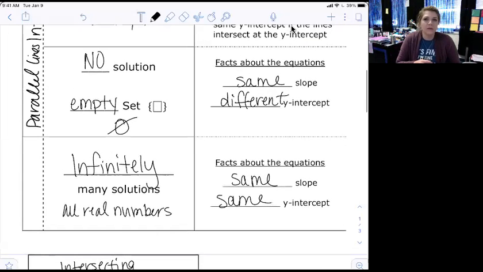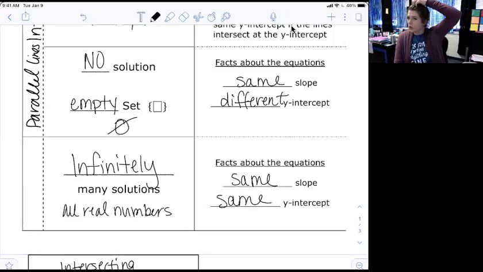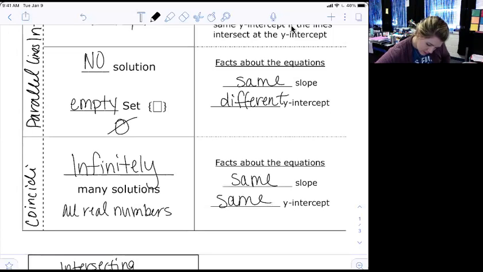All right, last one on here is going to be infinite solutions. Infinitely many solutions, or all real numbers. They have the same slope and the same y-intercept. So pretty much they're the same line. We call this coinciding lines. They're coinciding lines.